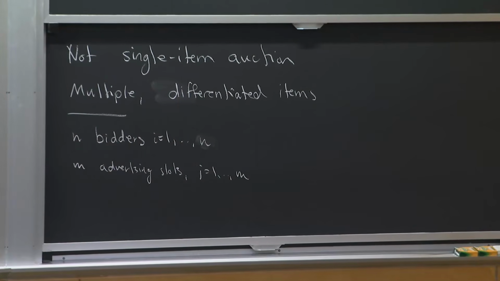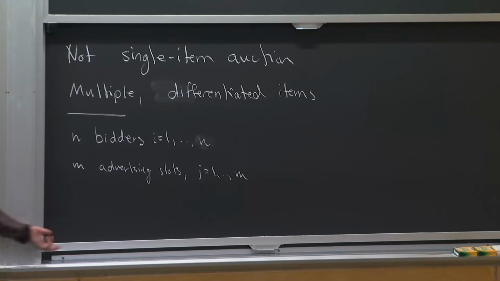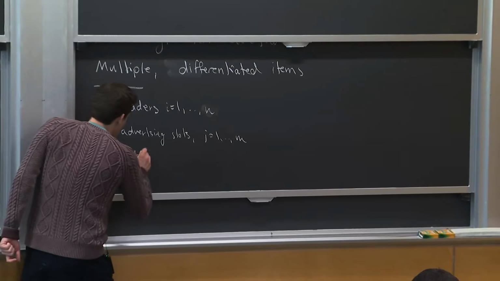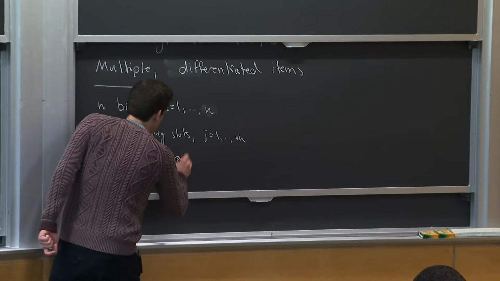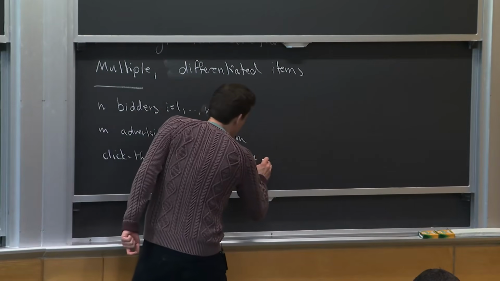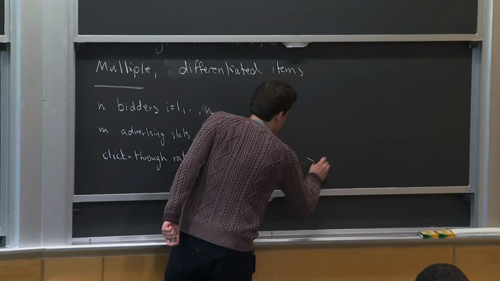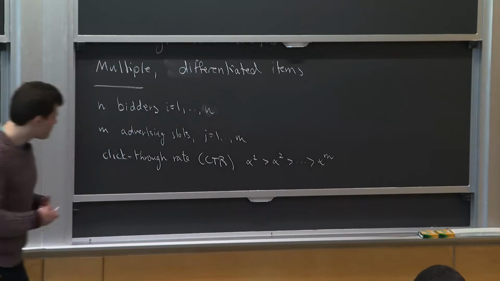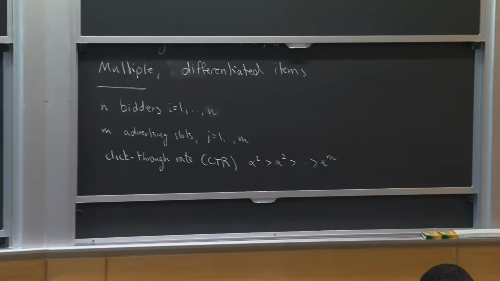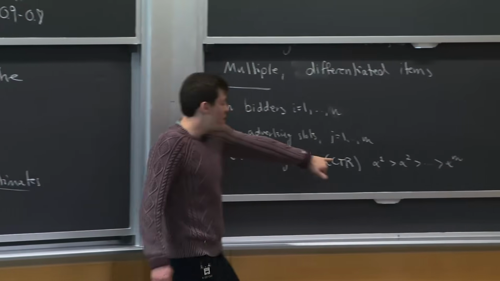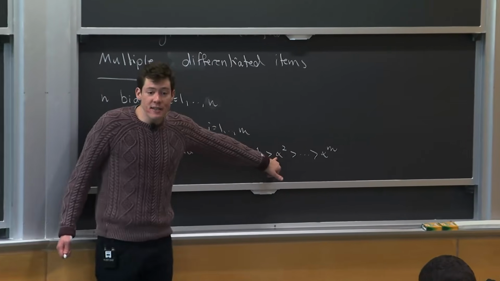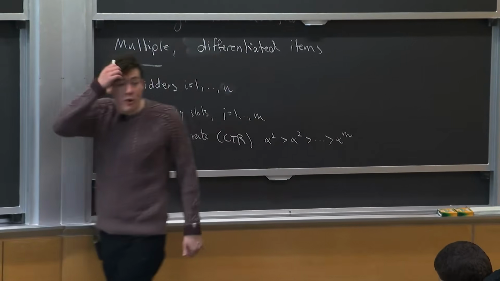And what distinguishes these slots is what we'll call the click-through rate. So we'll say the click-through rate, sometimes called CTR, are alpha 1, alpha 2, through alpha m. So what does this mean? Alpha 1 is the click-through rate of the first position. If someone shows their ad in the first position, this is the probability that it's going to get clicked. If someone shows their ad in the second position, then the probability that it gets clicked is alpha 2, all the way down to alpha m if it's shown in the mth position.